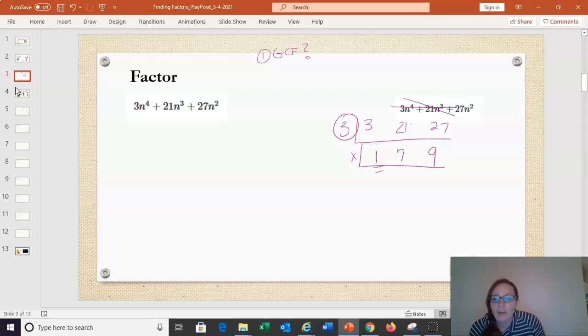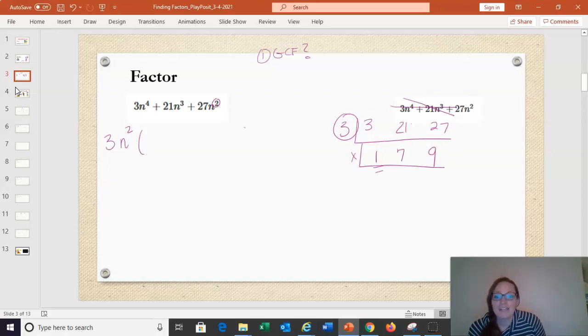3 what? How many n's can we take out? Each of these, the most amount of n's that they all share is 2. It's funny because the greatest common variable factor is always the smallest number. Isn't that funny? Greatest and smallest. That's because 2 is the smallest exponent value, and that's the greatest that they all share. So it's kind of funny.